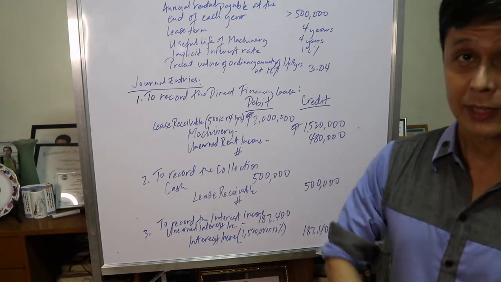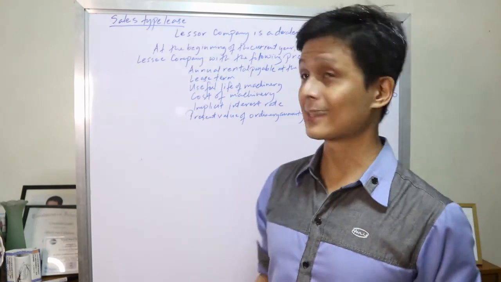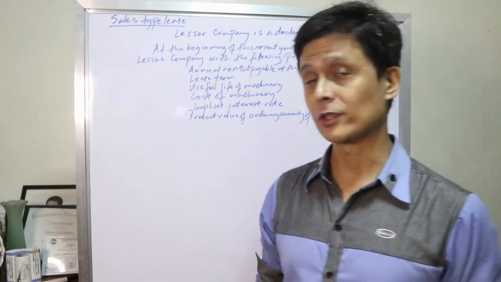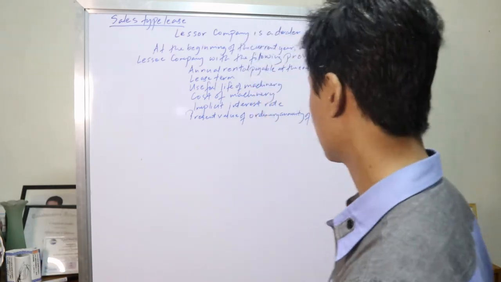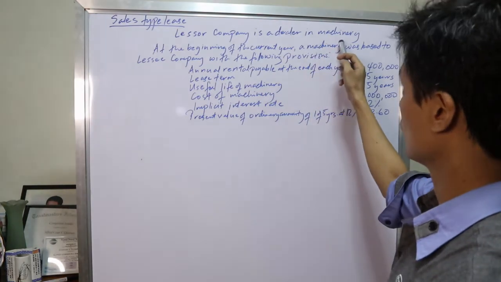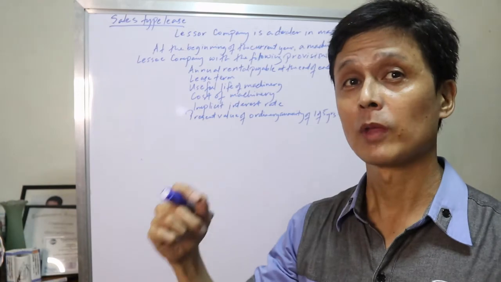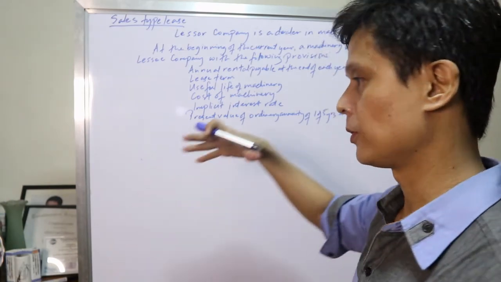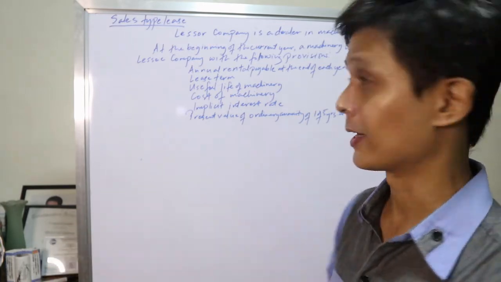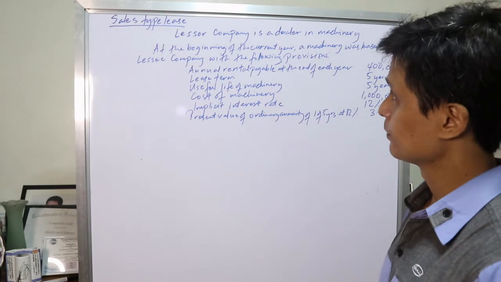So let's go to the other one, the sales type lease. Here, we recognize gross profit on sale aside from the interest income. The lessor company is a dealer in machinery. This is the main distinction we mentioned between the sales type lease and the direct lease: the presence or absence of the dealer in machinery.